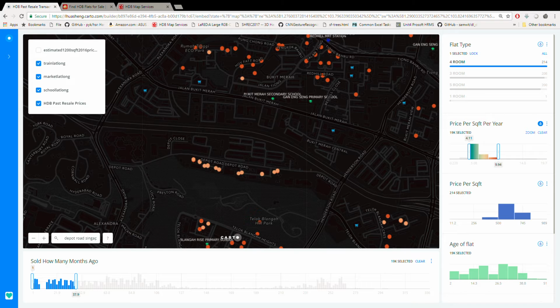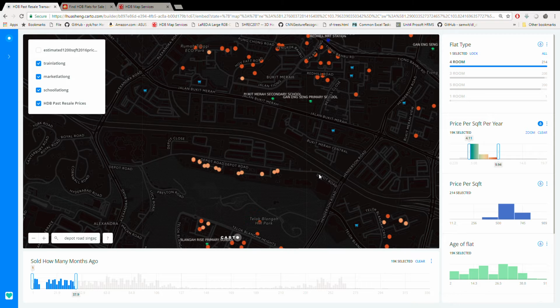So in this case, what we've done is we actually downloaded all the past HDB resale transactions from data.gov.sg, and we geocoded this information with the SLA's OneMap API, and this is what we managed to get.